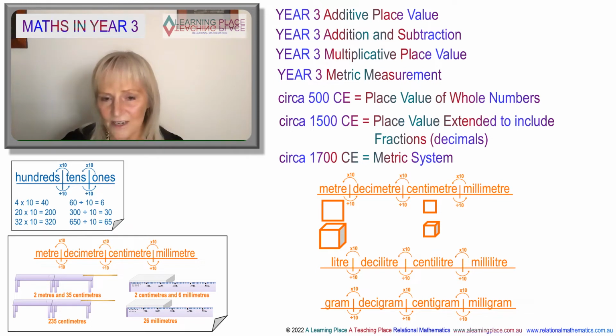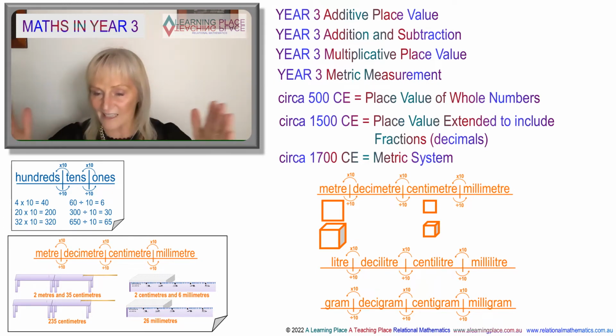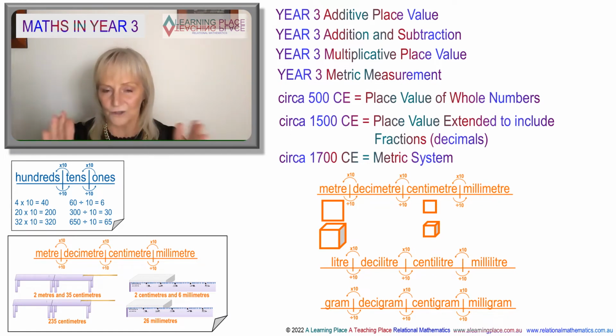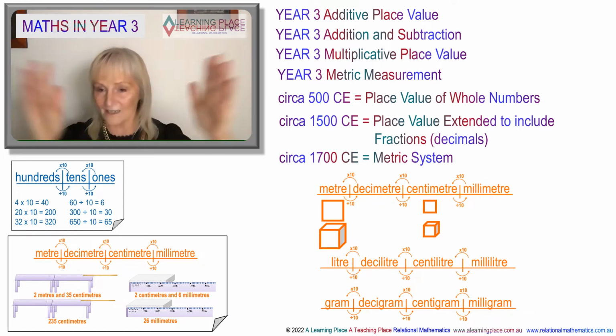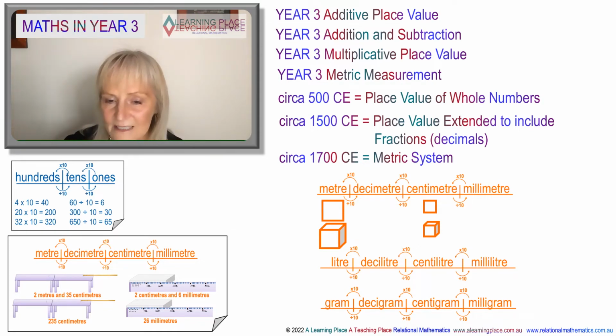If kids start learning this in year 3, they start to see the relationship between multiplicative place value and metric measurement. It makes it visible, because they can see things getting 10 times shorter and 10 times longer. And they physically use their arms to show this. It just makes so much more sense to kids.